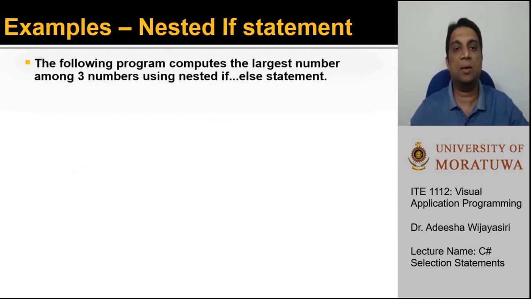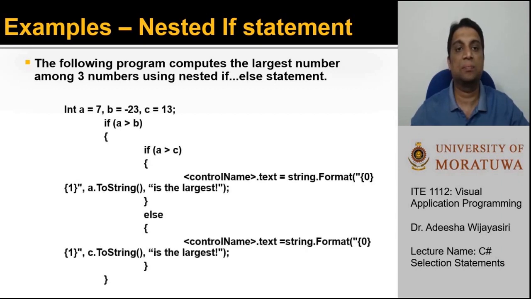Let's discuss an example of nested if statement. Here I have a program that computes the largest number among three numbers using nested if else statements. We have three variables declared and initialized, namely A, B and C. Our logic is to compare variables A and B first, and then take the larger one between A and B, and then compare that with the variable C.